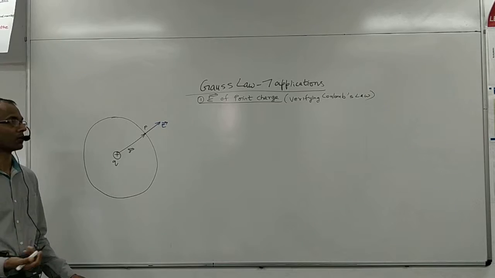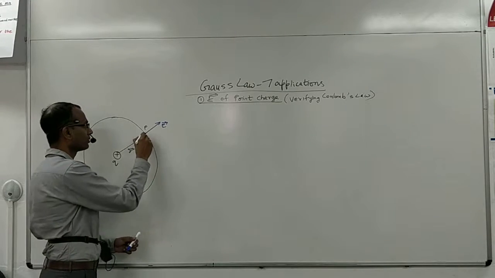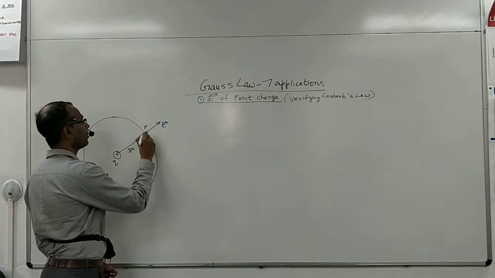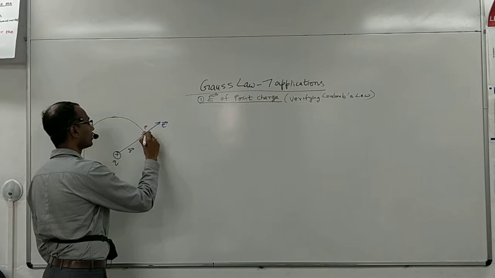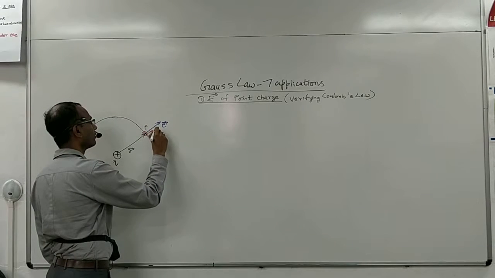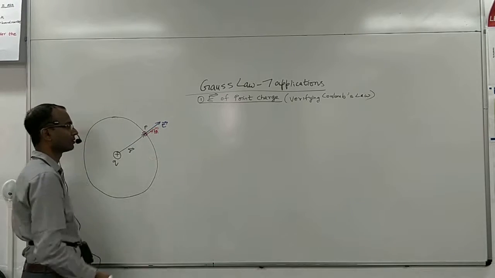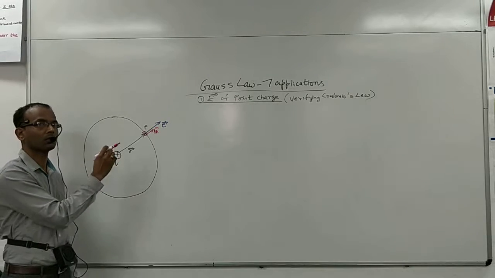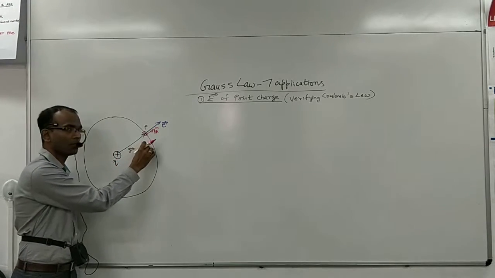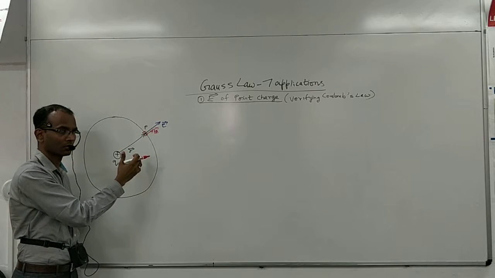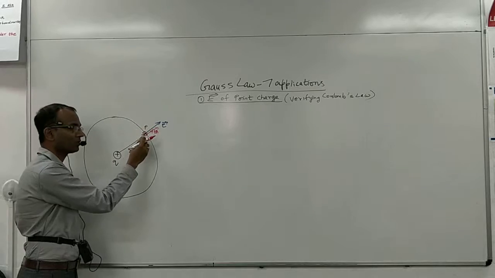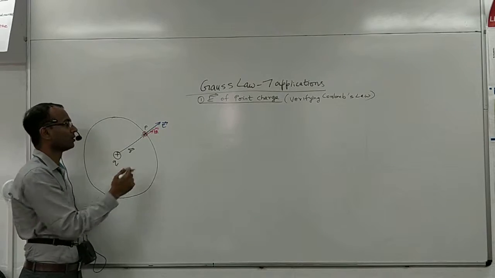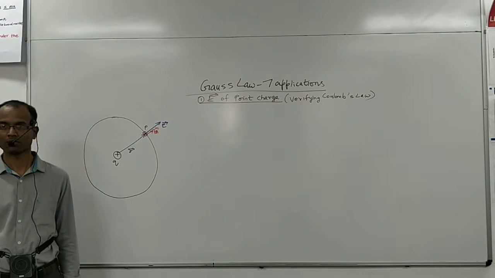Now if you take a small area element here, that area element will have the area vector also along the R vector, because the normal to the surface will be along the radius. The area vector is for a small piece on the surface of this spherical surface, and the perpendicular will be along the radius. The radius is normal to the surface. So the area vector is also parallel to the electric field vector.